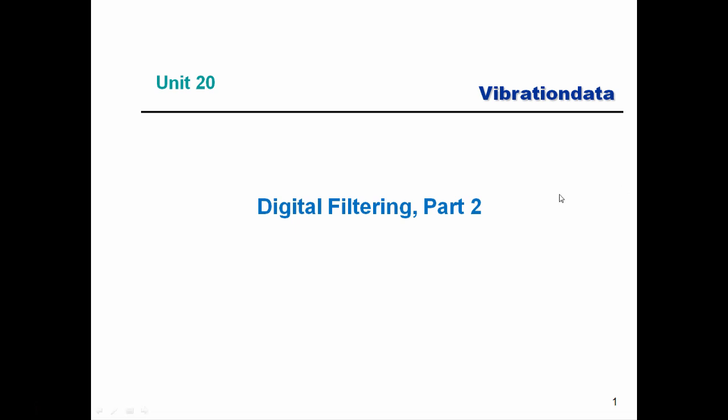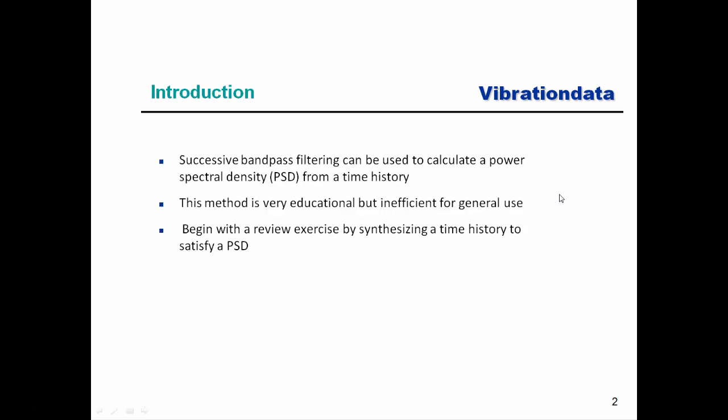So today we're continuing on with digital filtering, and today we're going to learn a new application. We're going to use successive bandpass filtering to calculate a power spectral density from a time history. And this is a wonderful method for educational purposes. It really helps show what a power spectral density is really all about.